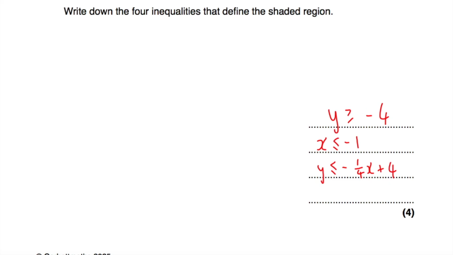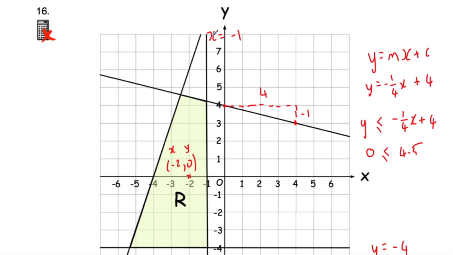Okay, so we've got 3 of the inequalities. Now we just need to deal with this diagonal line here. We need to find the equation of that line and then figure out what the inequality would be. So we know it's a straight line, so it's going to be in the form y equals mx plus c. Let's find out the y-intercept and the gradient.